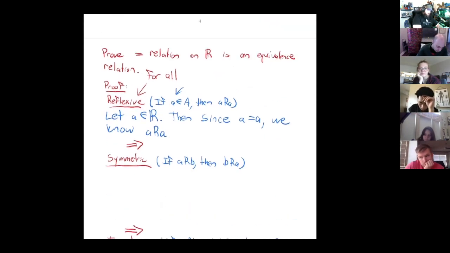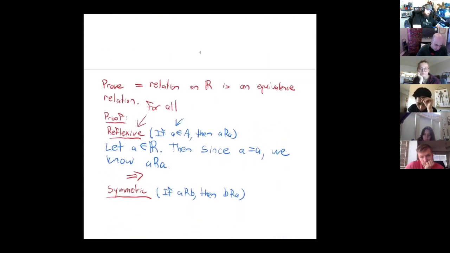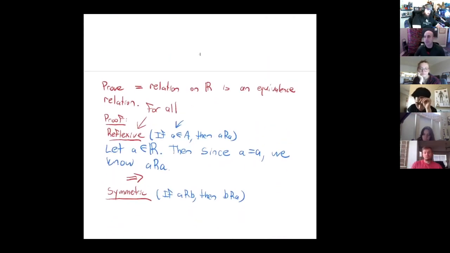So we'll work on these proofs next time, showing that things are equivalence relations, and then see why it's nice having these three properties, and what sort of partitions we might get for these sets.